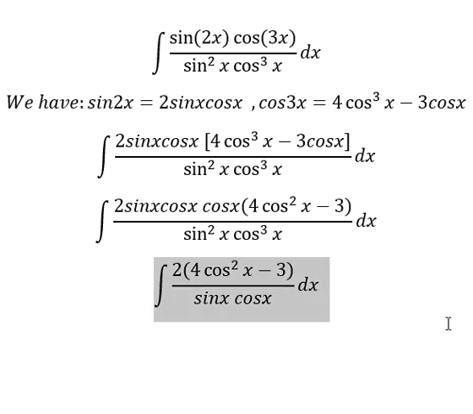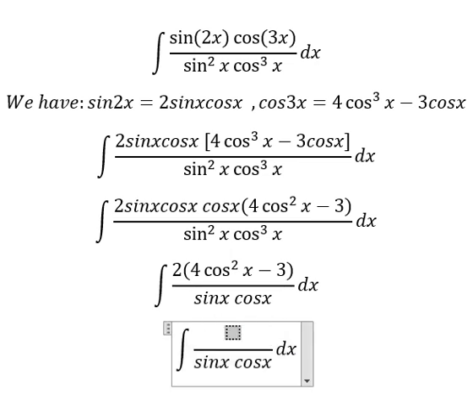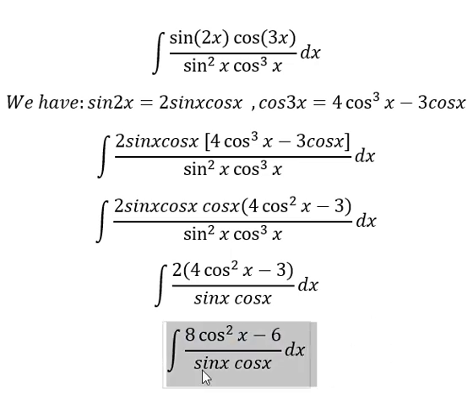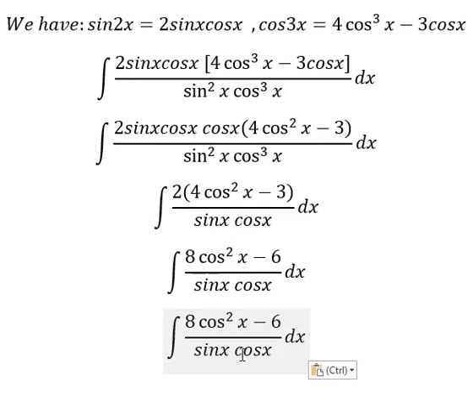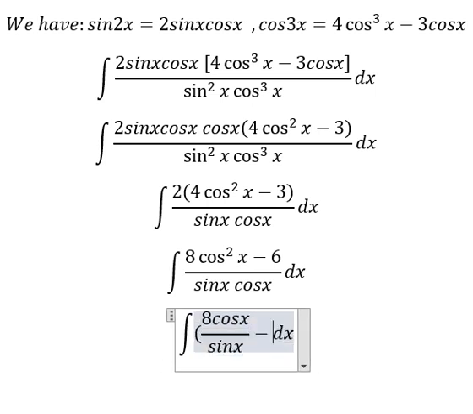Next, number 2 multiplied by number 4 and negative number 3. So we have 8 cos squared x minus 6. So this one, cos x divided by cos x. Now we just have only 8 cos x over sin x.